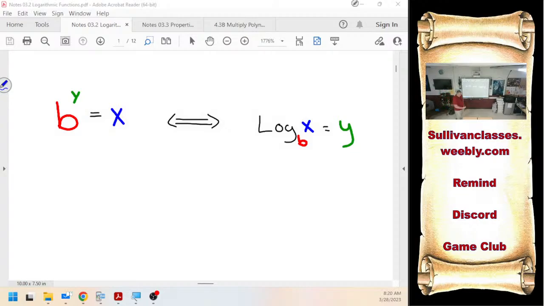Just like i, the imaginary root, or root of a -1 imaginary number, just like that unlocked a whole bunch of other math, so did logarithms. Logarithms allowed me to start taking things in and out of exponent land.